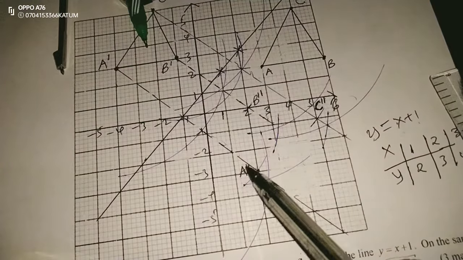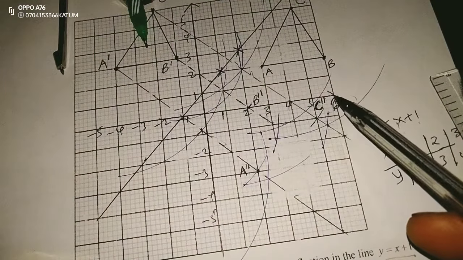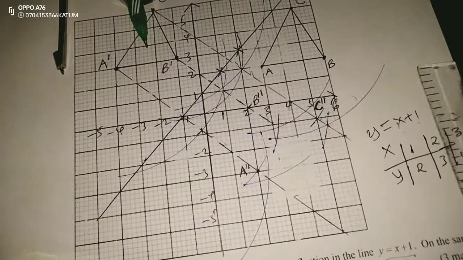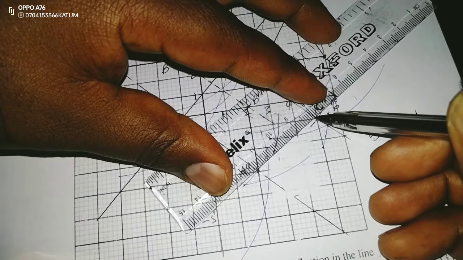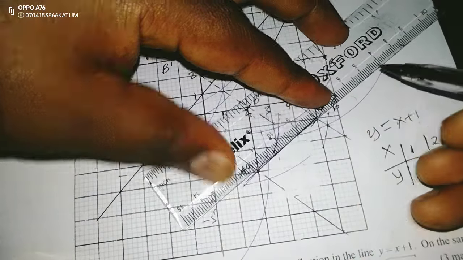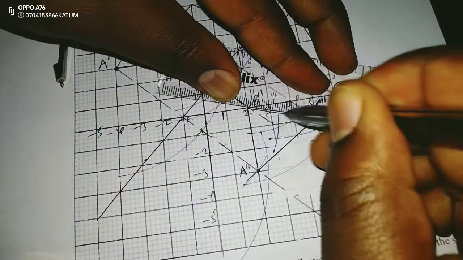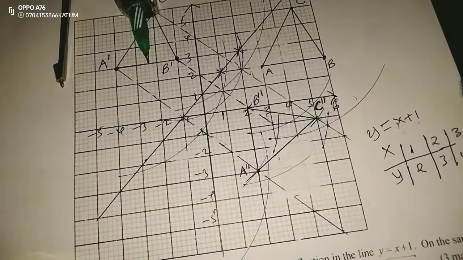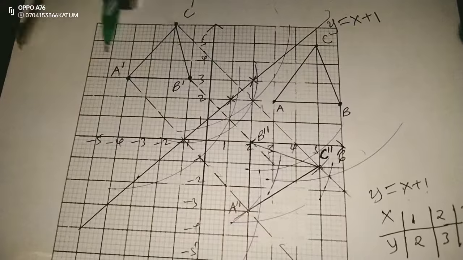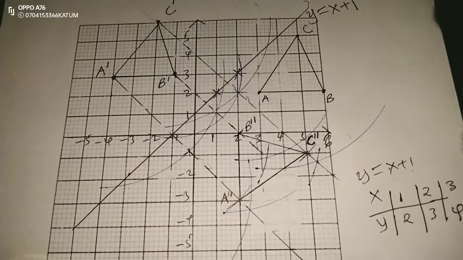Now with A, B, C, I can connect A, B, then C. C is here. Yes, that is the triangle. That is the triangle after the reflection.